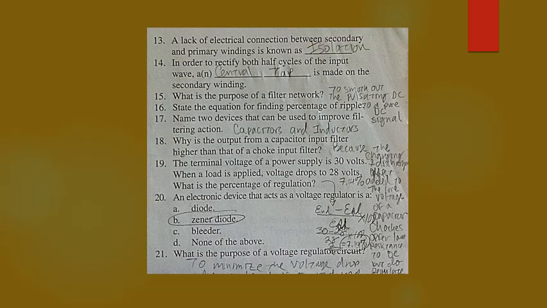Question 13. A lack of electrical connection between the secondary and the primary windings is known as isolation. 14. In order to rectify both half cycles of the input wave, a center tap is made on the secondary winding. Question 15. What is the purpose of a filter network? And that is to smooth out the pulsating DC to a pure DC signal.